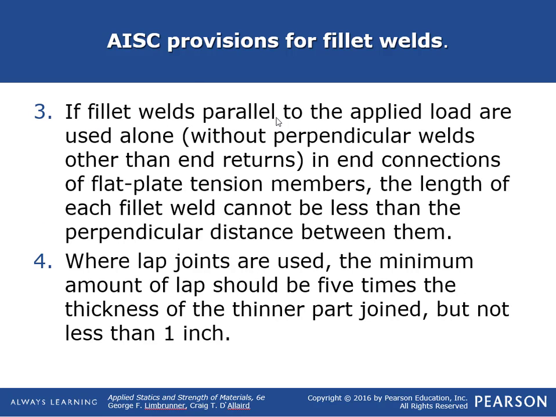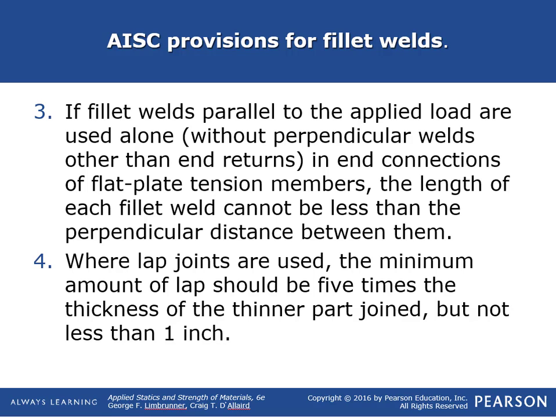Number 3, if fillet welds parallel to the applied loads are used alone, without perpendicular welds other than end returns, in the connections of flat plate tension members, the length of each fillet weld cannot be less than the perpendicular distance between them. And number 4, where lap joints are used, the minimum amount of lap should be 5 times the thickness of the inner part joint, but not less than an inch. So these are just basic design guidelines from AISC for joining.